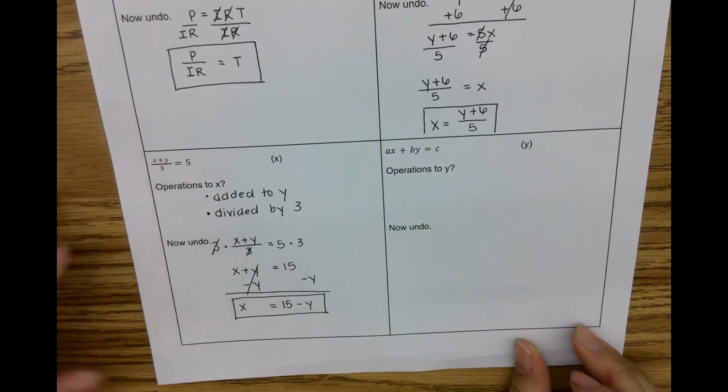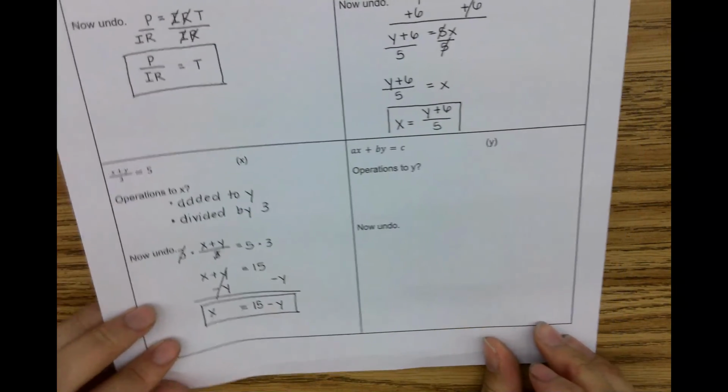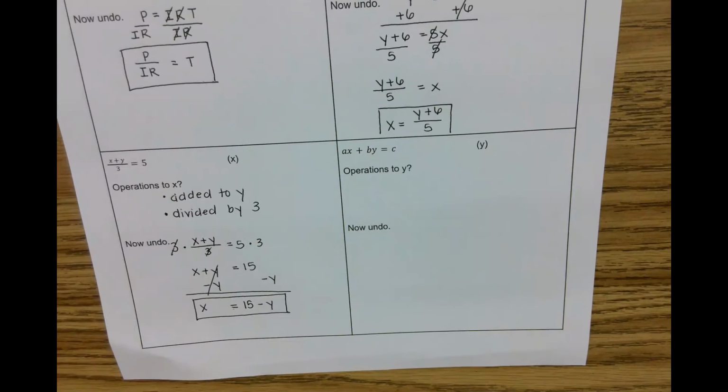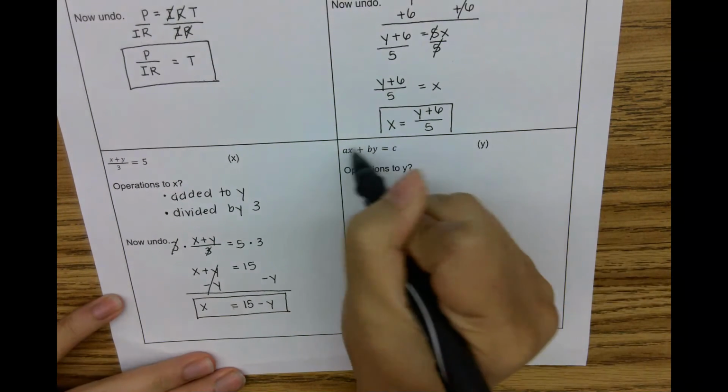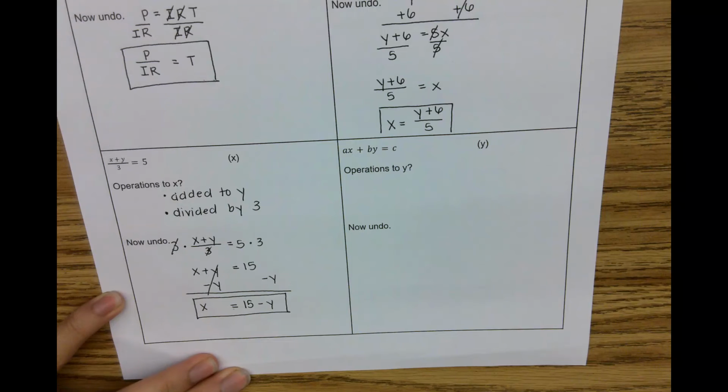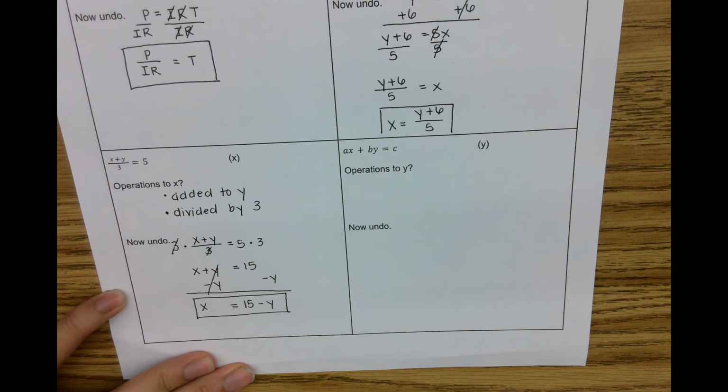Then the last one here I'm going to do before I have you try 2 of them on your own. This is what we call standard form of a line. You're going to see this in a couple of weeks, when we do unit 3 on lines. You're also going to see it in geometry when we talk about lines as well.